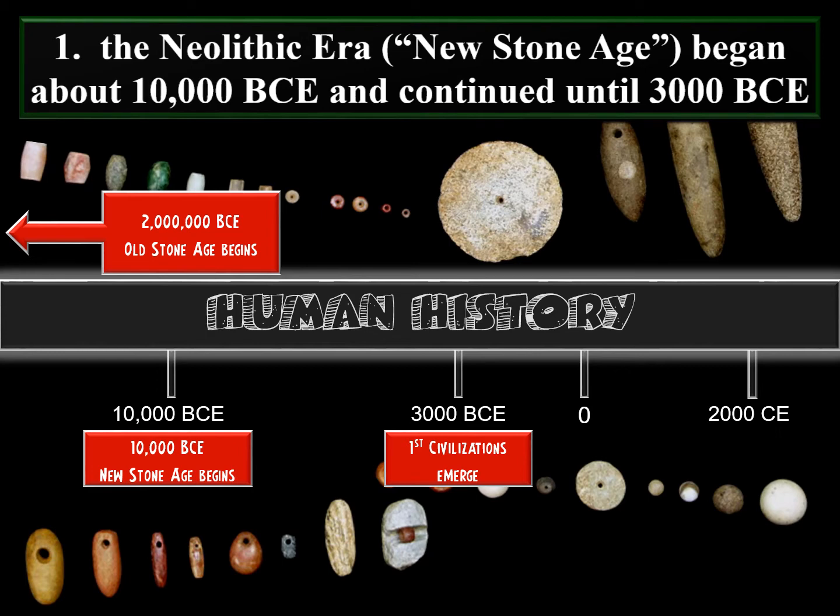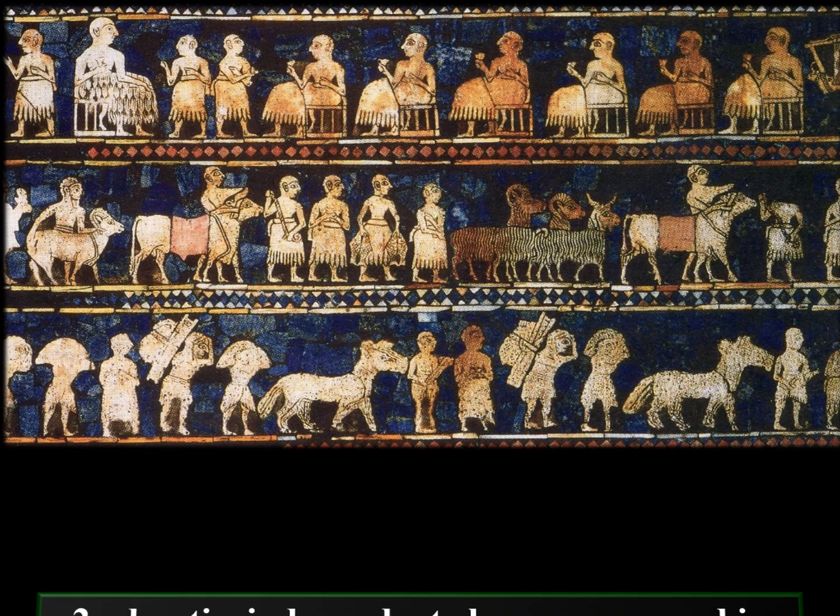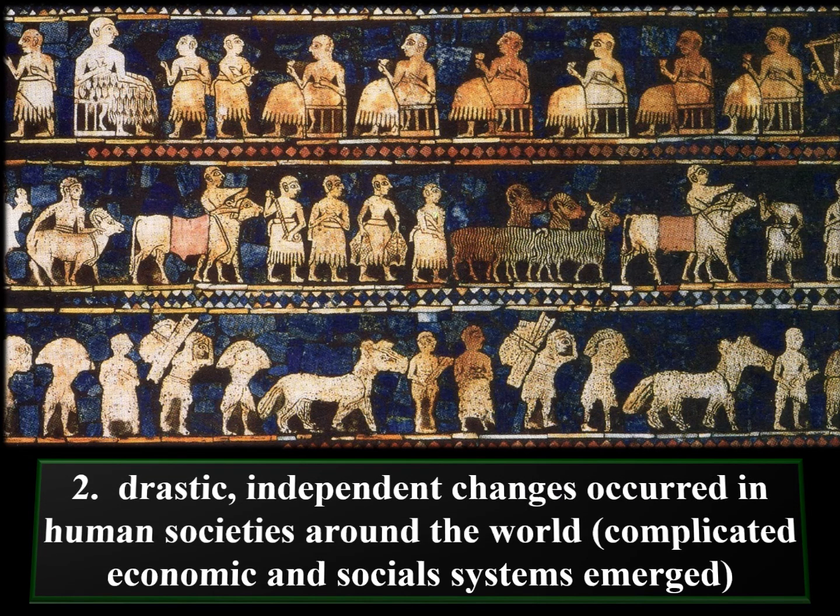The Neolithic era or New Stone Age, again Greek for new stone, neo, new, lithic, stone, began about 10,000 BC and continued until about 3000 BC, when we have the beginning of civilization. Drastic independent changes occurred in human societies all around the world during this Neolithic era between 10,000 BC and 3000 BC. This, of course, meant complicated economic and social systems were emerging.